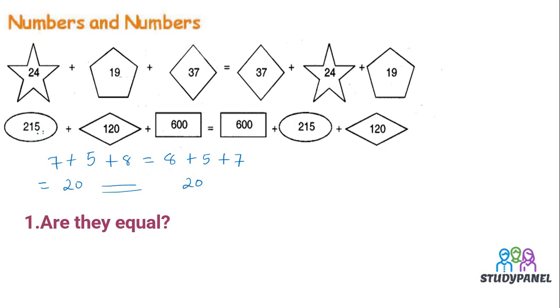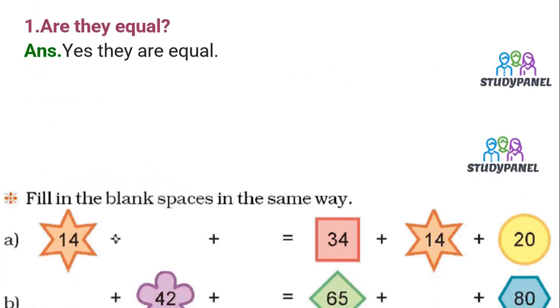The same thing will be done here. Here we can see 215, 120 and 600. These three numbers are written here. Now in the second part, after the equal to sign, we have changed the order of these numbers: 600, 215 and 120. Now the question is, are they equal? Yes, of course they are 100% equal. There won't be any change in the answer.